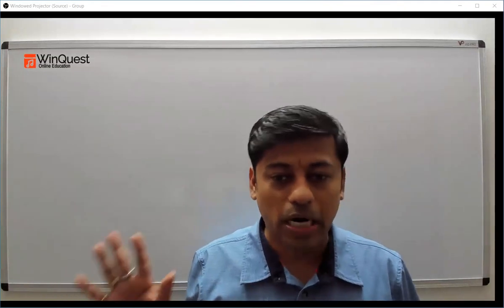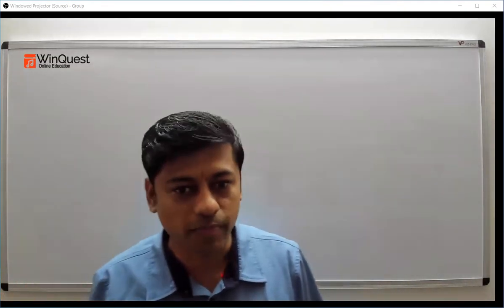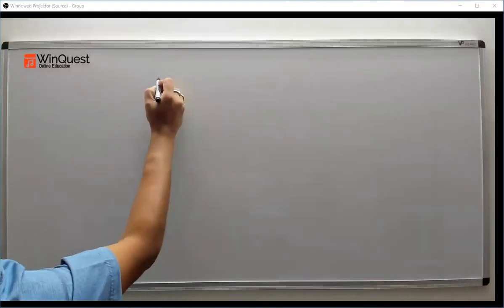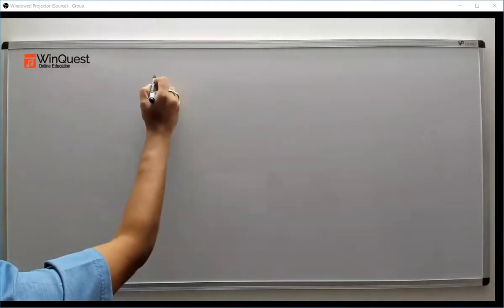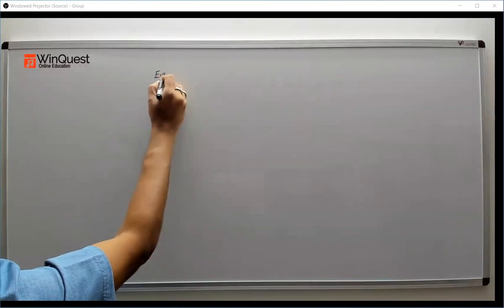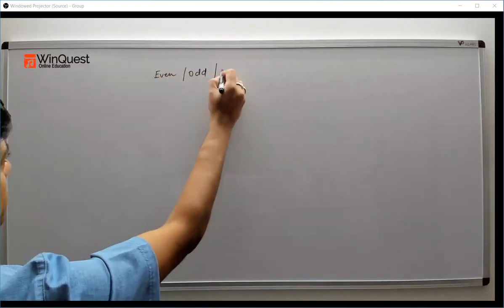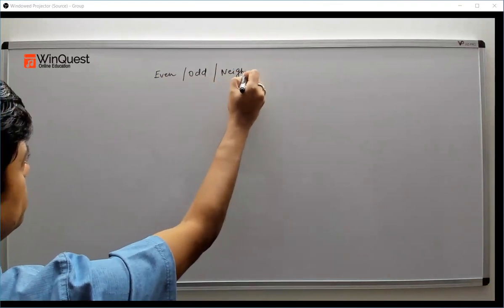Now, the next topic is how do we identify the type of function? There are three things that we have to understand: even function, odd function, and neither function. These three terminologies we have to understand.